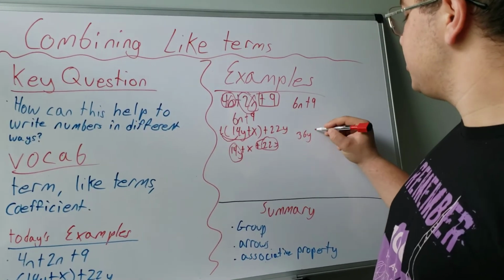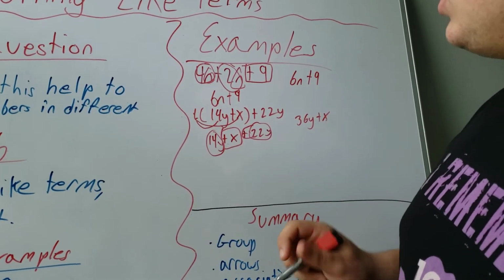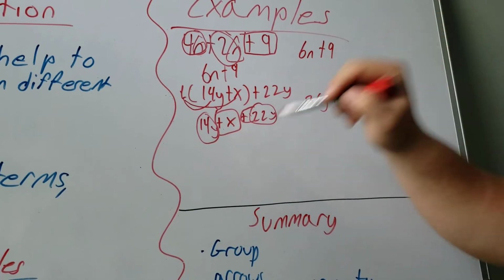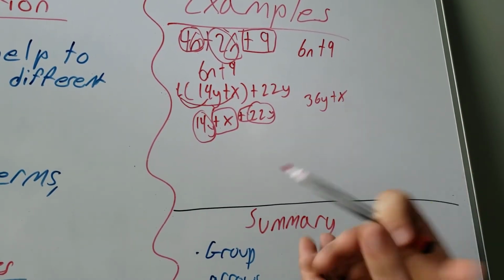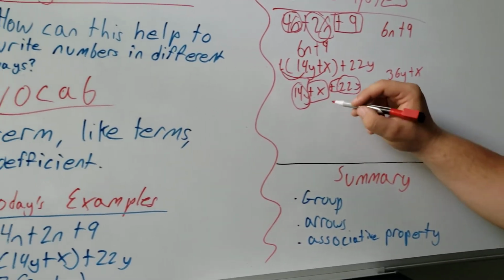36y, and then plus x. Because the x, let's just square that for our viewers, the x does not have anything in front of it, or the x has no other term in the equation that will be able to combine together. Okay, our last equation, our last example for today.